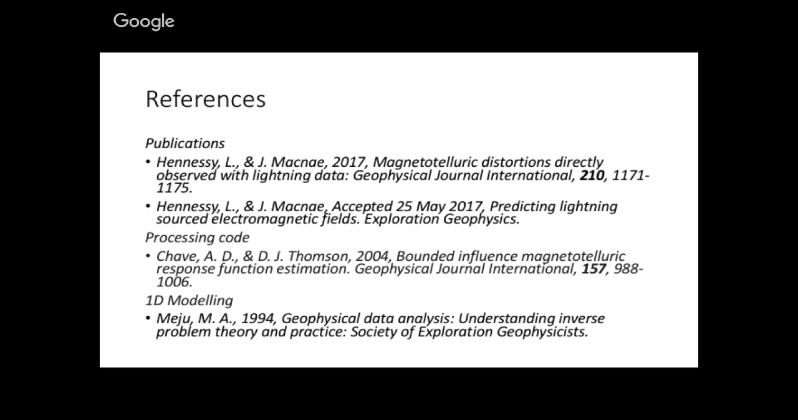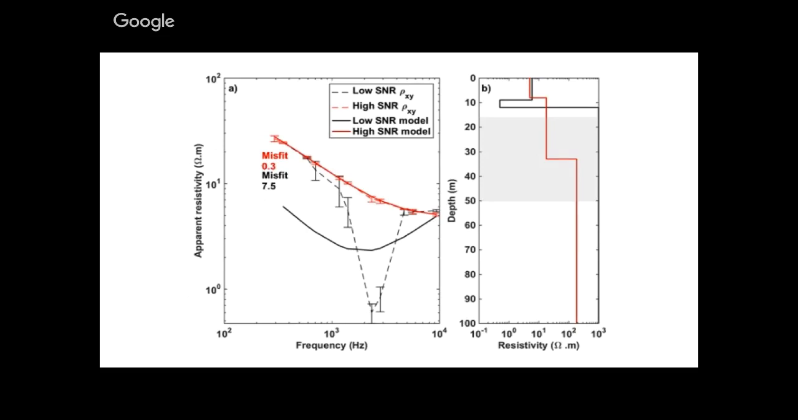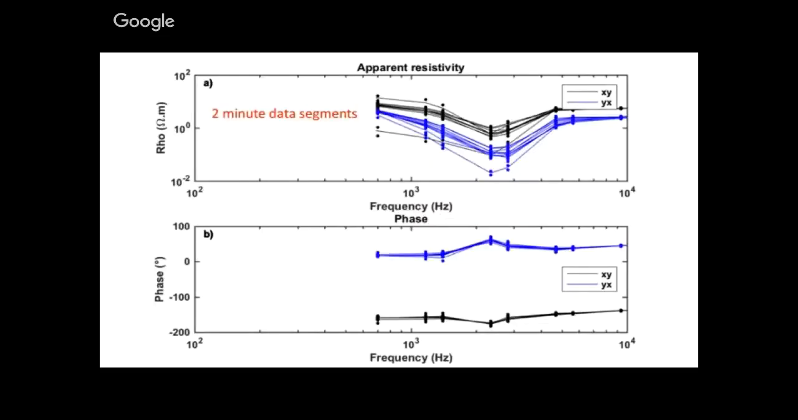That was very nice. Thank you. Can you go back to the slide where you had the apparent resistivities? Sure. Yeah, so that guy there. So in the dead band, why is it biased down? I mean, why not just have larger errors?